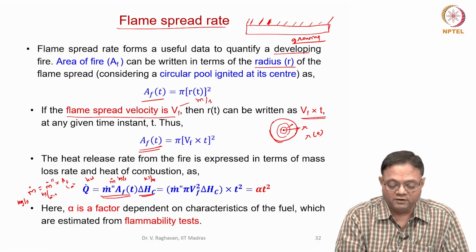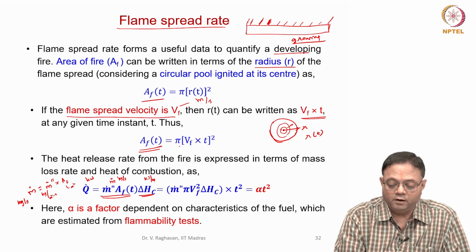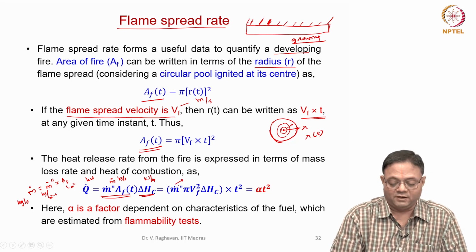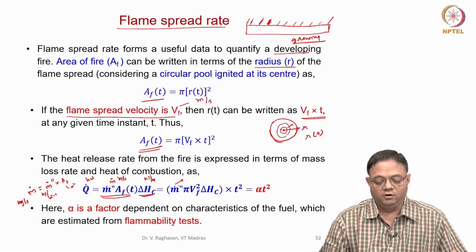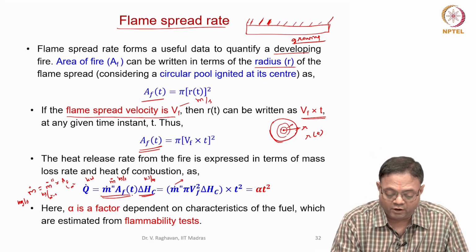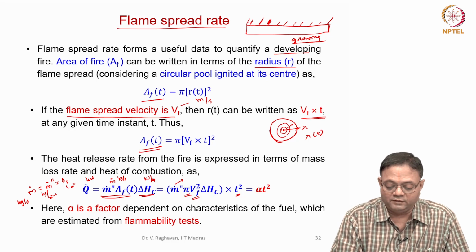So, now when I write this, substitute for A_F T with pi V_f T square. So, I get m dot double dash, the mass loss rate, which I can measure. Putting this entire setup on a load cell, I can find the average mass loss rate. Then instead of A_F T, I write pi V_f square. T I have taken out, and delta H_c is also included here.